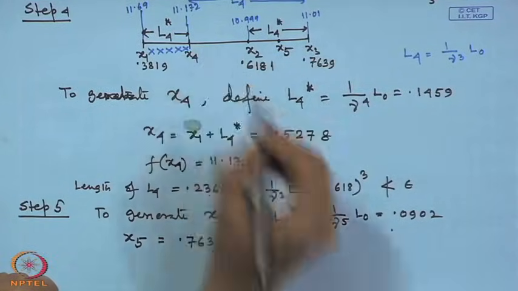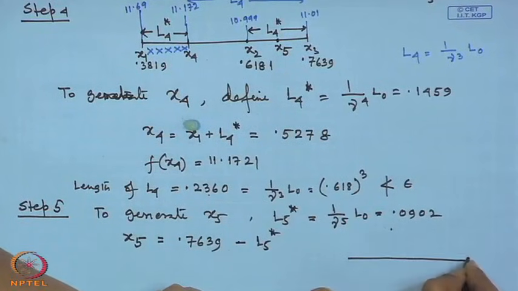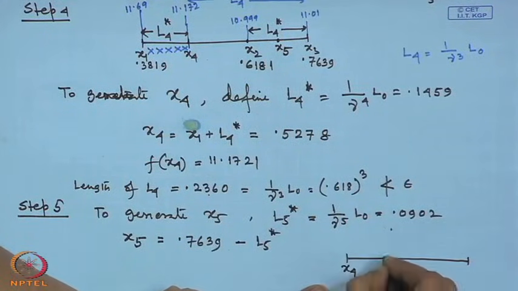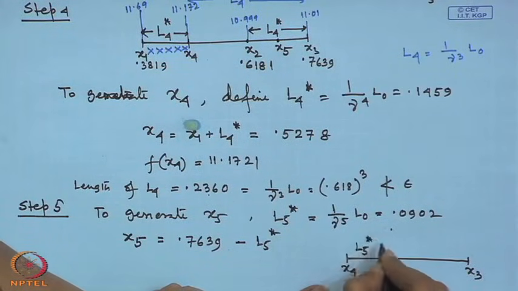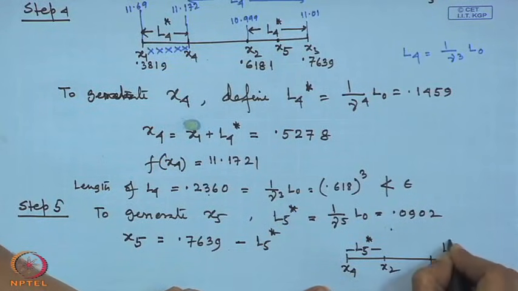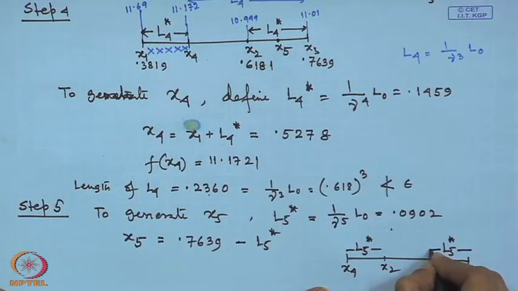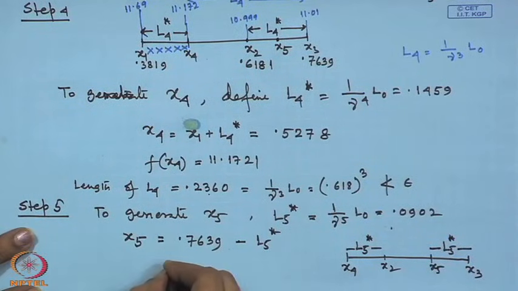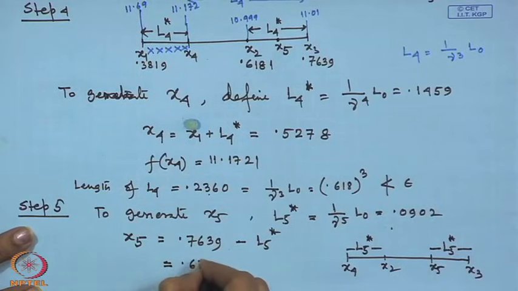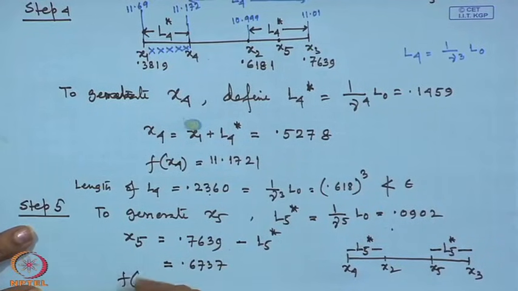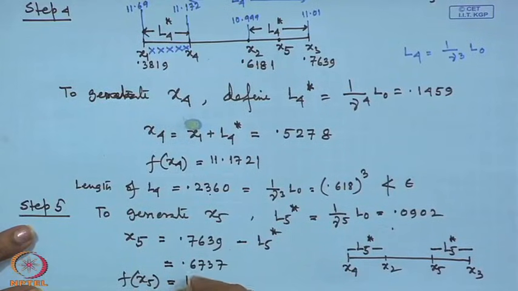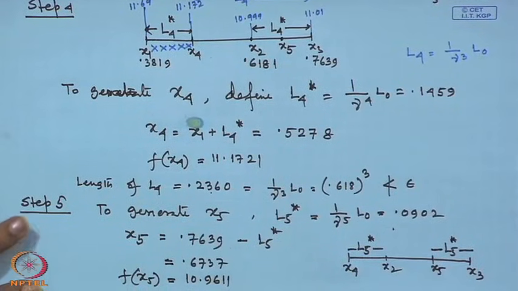And this distance is, we will see if I just draw the graph once more here with the points x4, x2, x3, then we will see this is L5 star, this distance, and we will consider x5 in such a way that it is in between. And this value will come as 0.6737, and with the functional value at x5 equal to 10.9611.